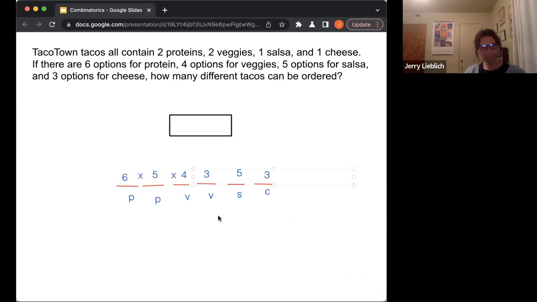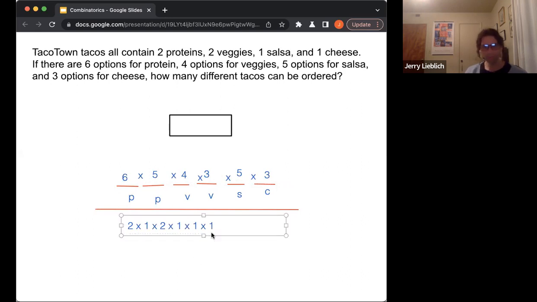I multiply all these together, but I also have to divide by my 2 factorial for the 2 proteins, 2 factorial for the 2 veggies, and then 1 factorial. You can pretty much ignore that, but we can put it there for clarity's sake for the salsa and the cheese. I can then cancel out this 4, and I get 30 times 15 times 3, so 30 times 45, which gives me 1350.